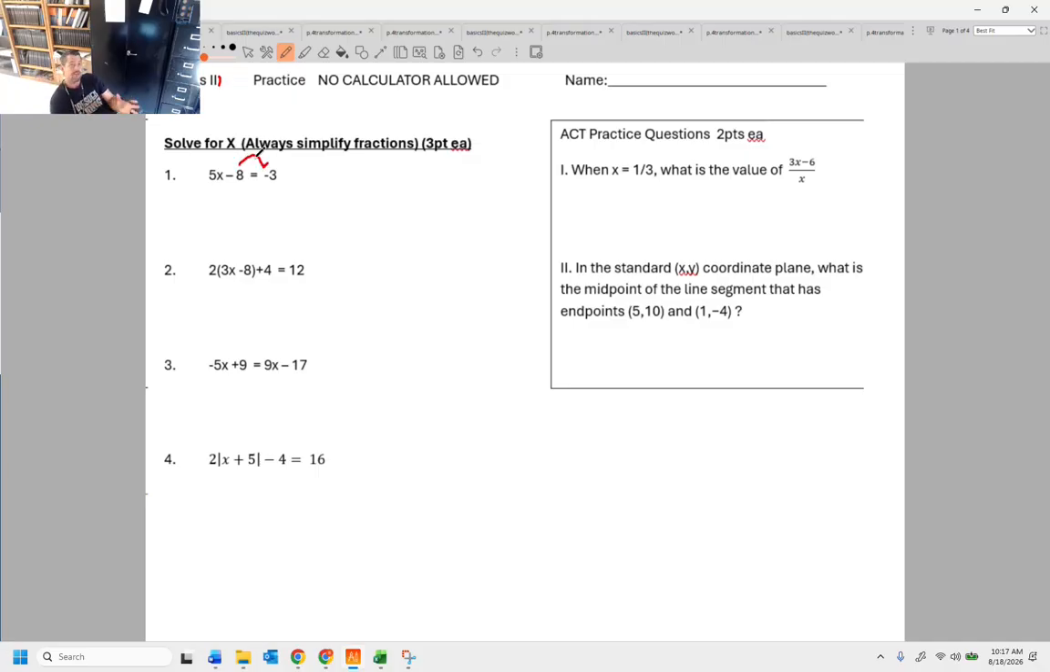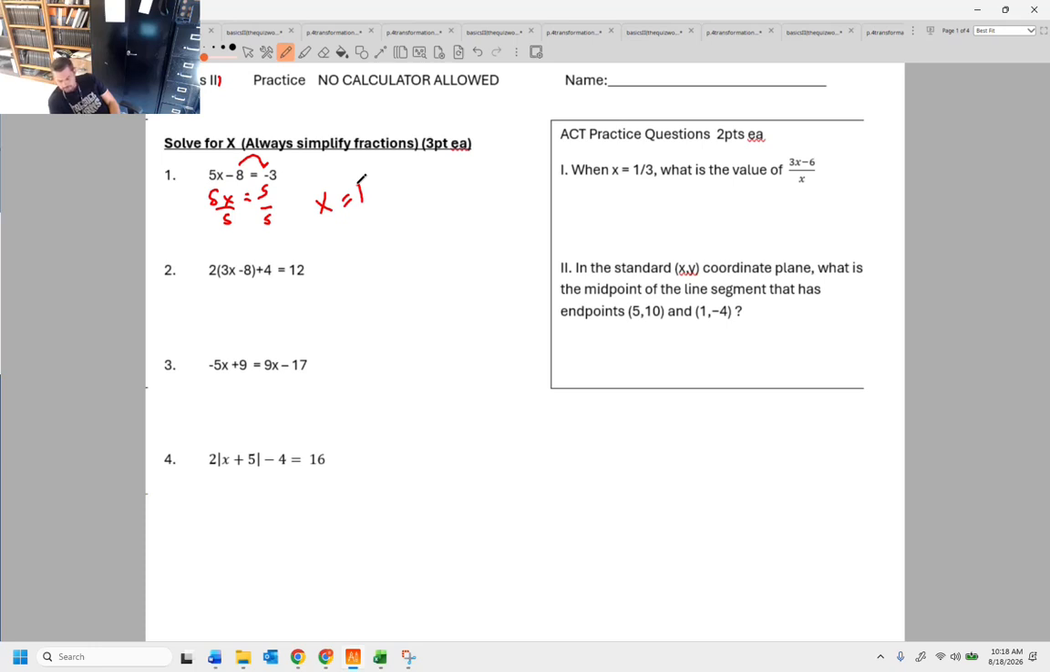The opposite of subtracting 8 is adding 8. So if we add 8 to negative 3, we get 5. The opposite of multiplication is division, kids. Some of us need to figure out our opposites, and x is 1. Number 2 has lots of ways of doing it.